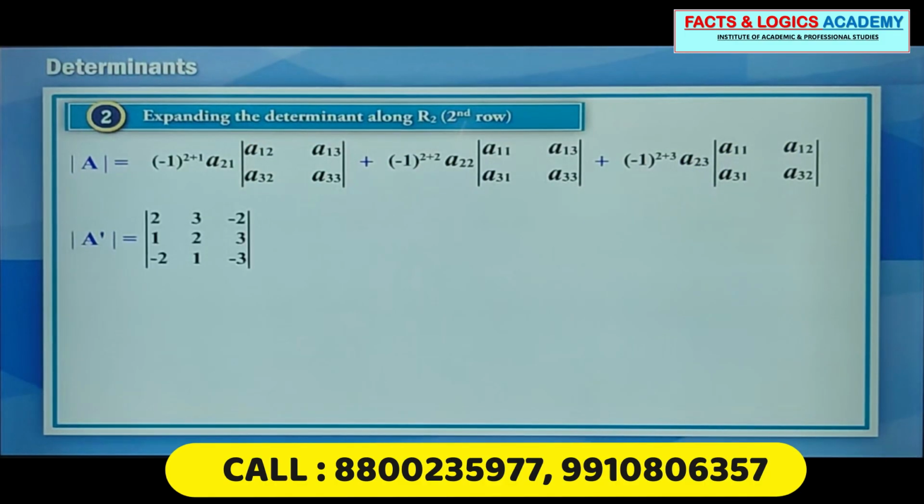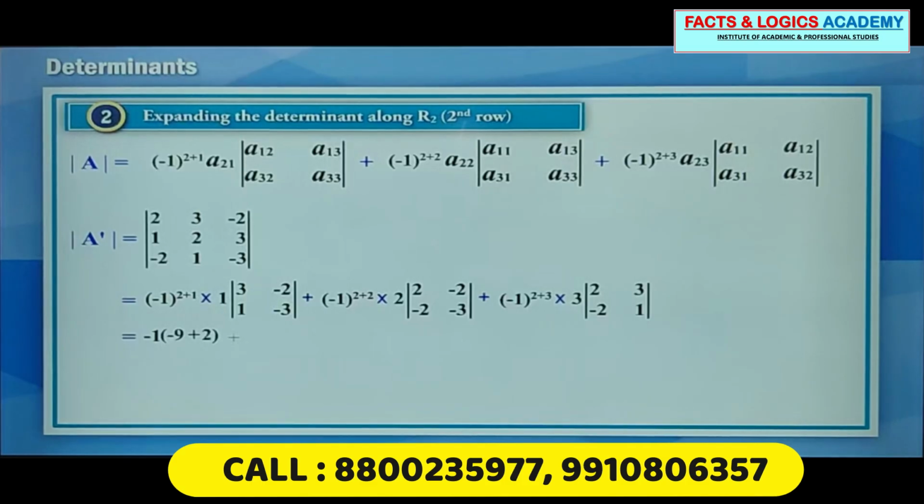Let us now find determinant of A dash again by expanding it along the second row to understand the concept better. The first entry in the second row is 1. Multiplying it with minus 1 raised to the power of 2 plus 1, where 2 plus 1 is the sum of the suffixes of A21, which is the position of this entry in the matrix, and then by the second order determinant obtained by deleting the elements of the second row and the first column of the determinant. Similarly, the other two terms can be obtained.